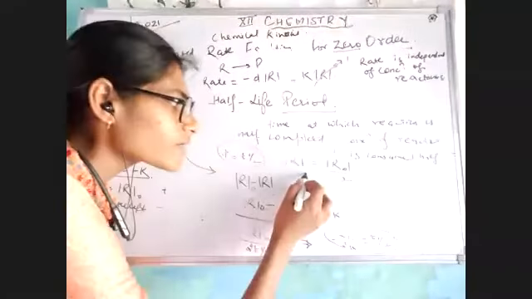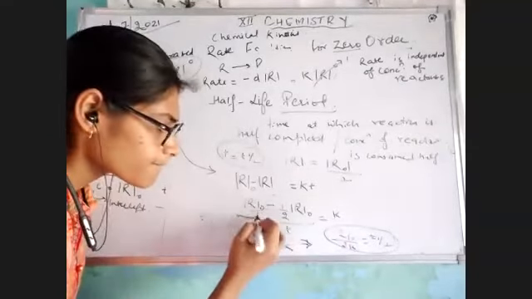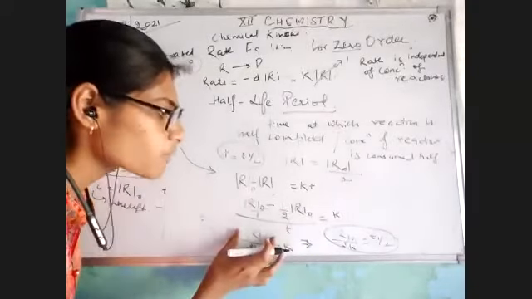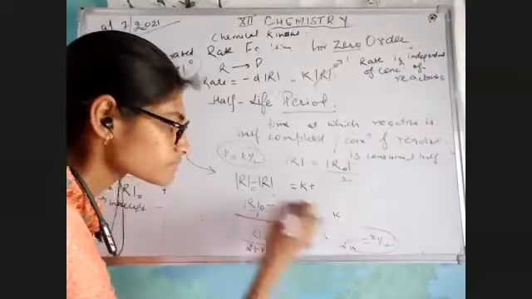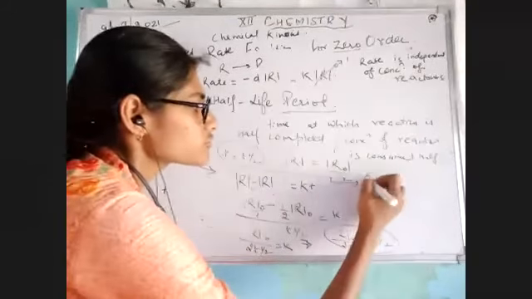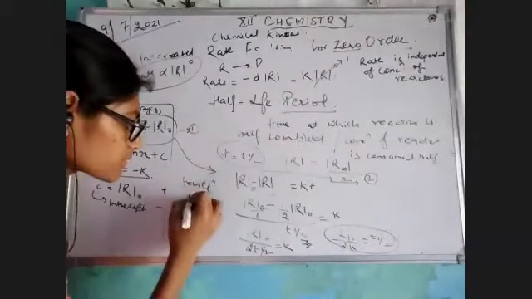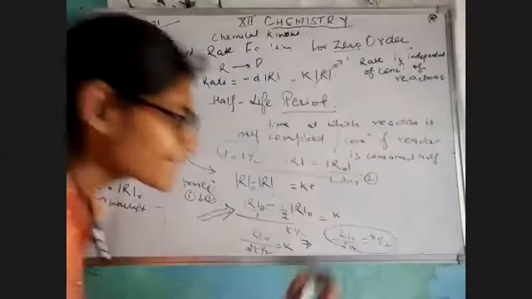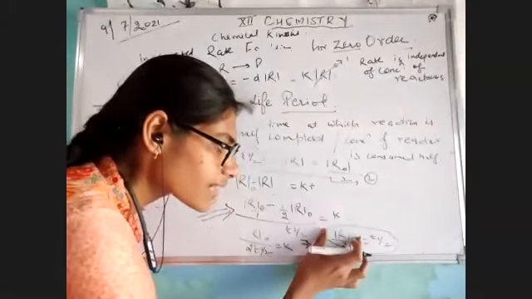Now, for R equals to R naught by 2, we solve it. After solving, this is R naught minus 1 by 2 R naught. It becomes R naught by 2, and T is already below, which we have replaced with T half. This is equation 2, and this is equation 1. From equation 1 and 2, we can finally calculate our T half as R naught divided by 2K.